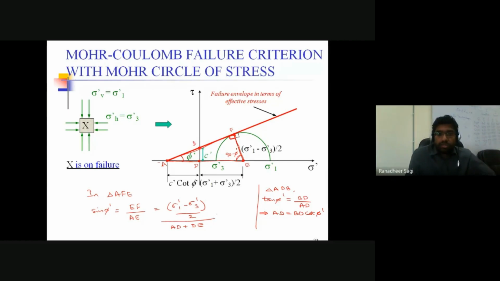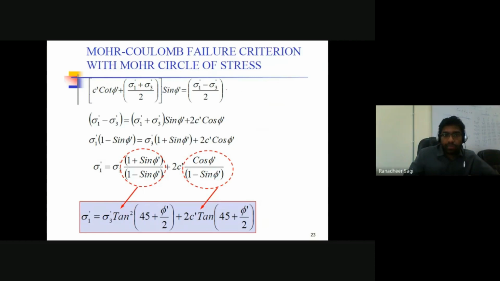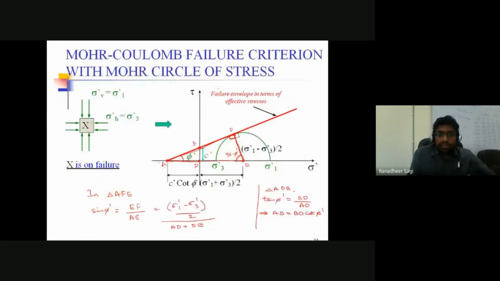Okay, so in the process of substituting, AD is equal to BD cot phi dash, and BD is nothing but c dash. So AD is ultimately c dash into cot phi dash. And DE is nothing but sigma 1 dash plus sigma 3 dash by 2. So AD is known, DE is known, and I can substitute into this expression: sine phi dash is equal to sigma 1 dash minus sigma 3 dash by 2, total divided by AD plus DE. That AD plus DE term I am taking onto the left side.